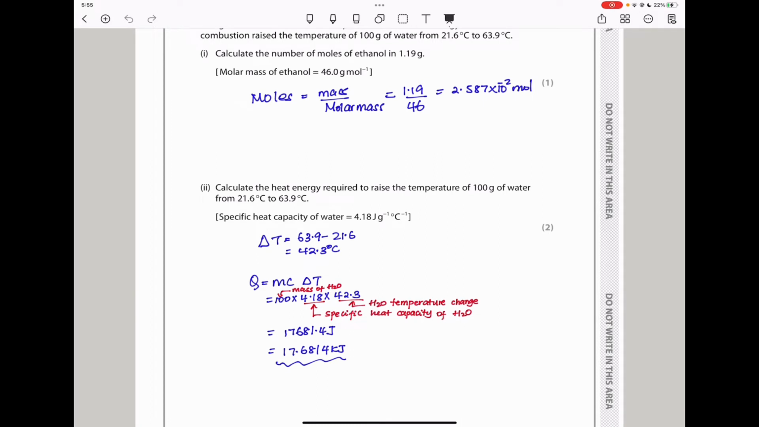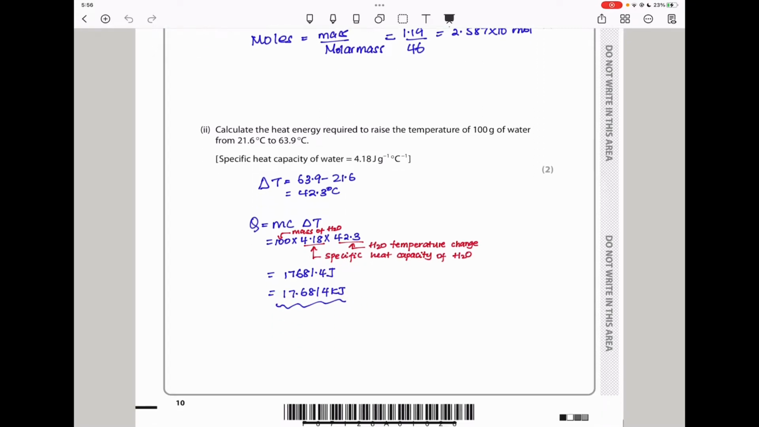So when we substitute this into the equation, Q, which is the heat energy, is going to equal mass times the specific heat capacity times delta T. They have given us the specific heat capacity here, so I will substitute 0.18 in the place of C, and the mass is 100. The temperature change is 42.3, and when I substitute and calculate, I got 17681.4 joules. So I converted this to kilojoules, so it's going to be 17.6814 kilojoules. You could write this in specific significant figures based on here they've been using 3 significant figures. So I could say 17.7 kilojoules of energy.